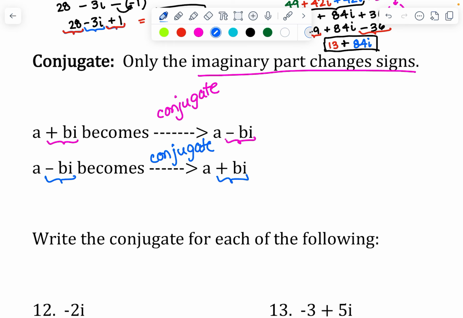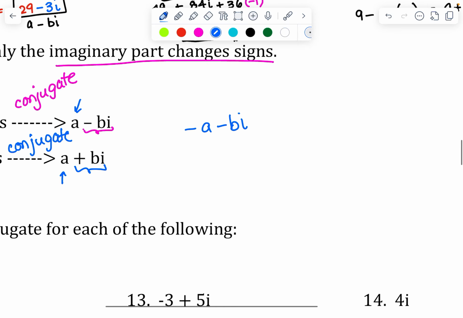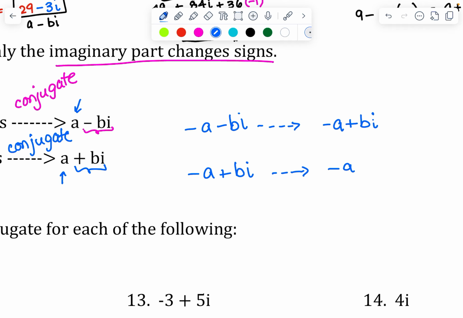And notice A is always positive. If you start with a positive real number, then you're going to end up with a positive real number. If you started with a negative real number, then your conjugate is going to be negative A plus BI. Or negative A plus BI, then that's going to be negative A minus BI. So your A's, if you start with this, you end with that. The only thing that changes are these guys.